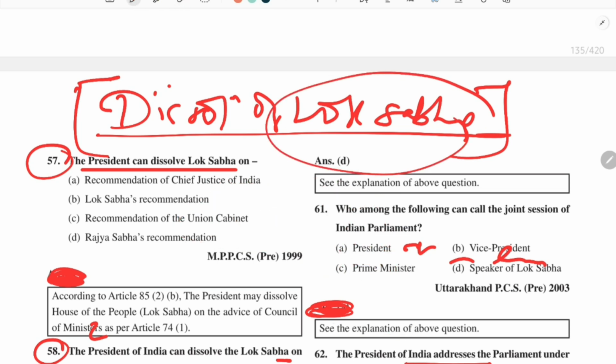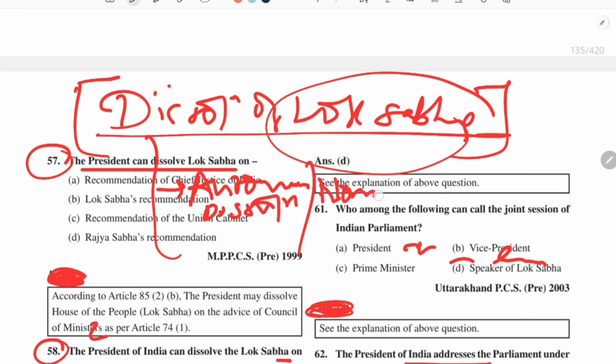So you must remember that the dissolution of Lok Sabha takes place in two ways. First is automatic dissolution. What do we mean by automatic dissolution, or we call it normal dissolution? This dissolution basically takes place when the 5 year tenure of Lok Sabha is completed. In this situation, the leader of the majority party or the ruling party advises the president to dissolve the Lok Sabha so that the new government can be put in power. So that is the first case where the dissolution takes place.